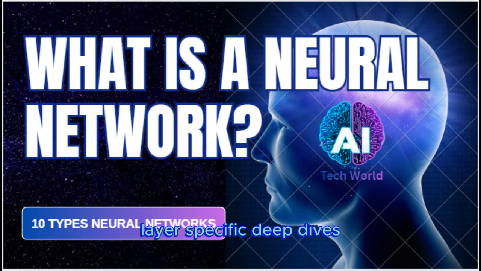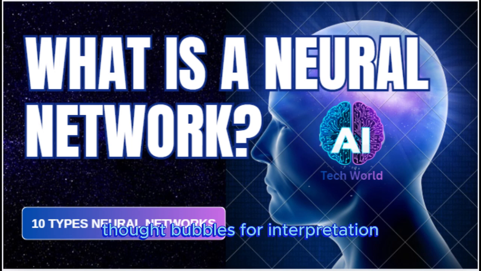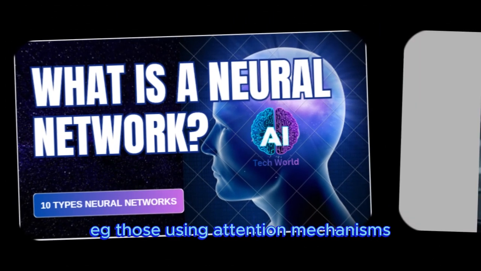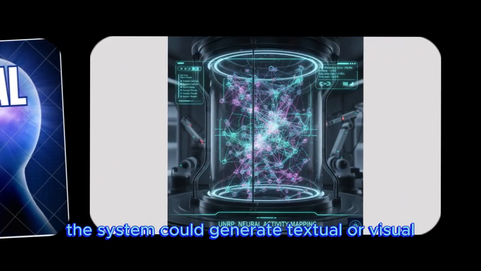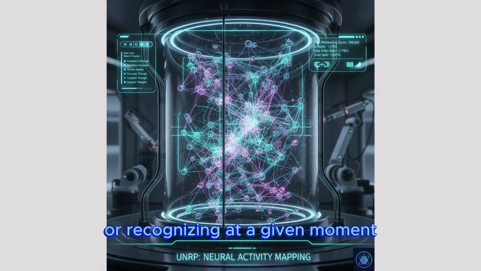Layer-specific deep dives. Users can zoom into specific layers or even individual neurons to examine their precise input-output relationships and activation functions. Thought bubbles for interpretation. For higher-level networks, e.g., those using attention mechanisms, the system could generate textual or visual thought bubbles, explaining what the network is attending to or recognizing at a given moment, e.g., identifying object: cup, detecting edge: table.